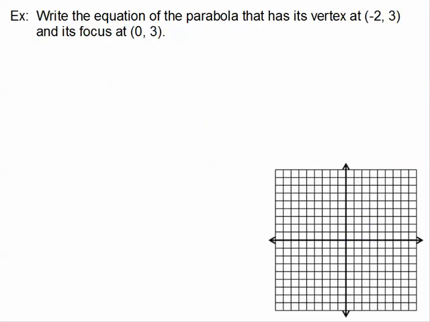Very similar. Write the equation of the parabola. This time I'm going to give you the vertex is negative 2, 3, and the focus is 0, 3. Since I have that information, might as well go ahead and graph that. We've got the vertex is negative 2, 3, so I'll go negative 2 and then up 1, 2, 3. I'm going to label that as a V. And I'm going to come over here and say the focus is 0, 3. So that's 0 and then 1, 2, 3. I'm also going to label that with an F because, of course, I wouldn't want you to lose your focus.